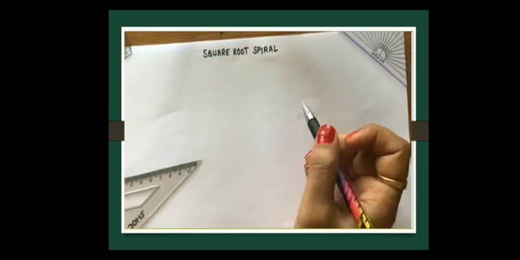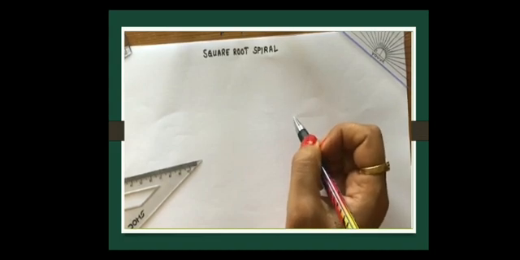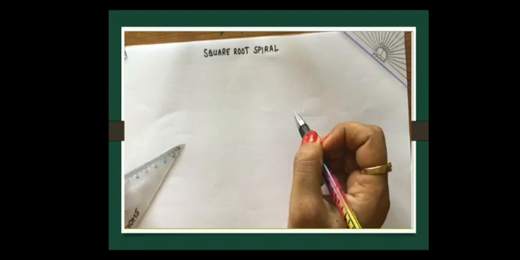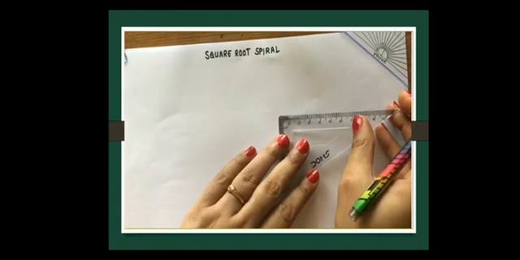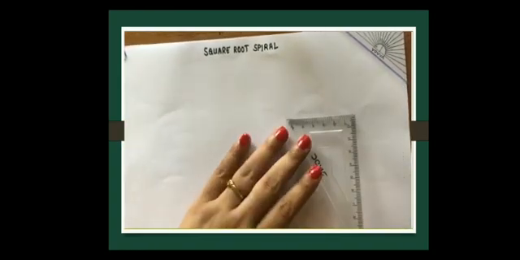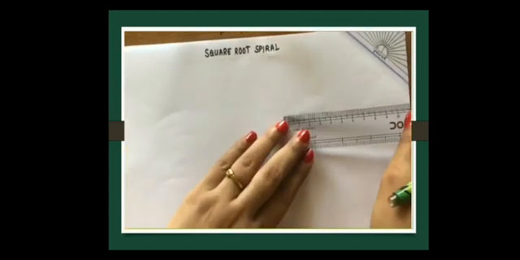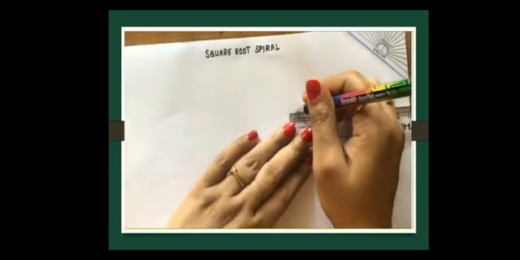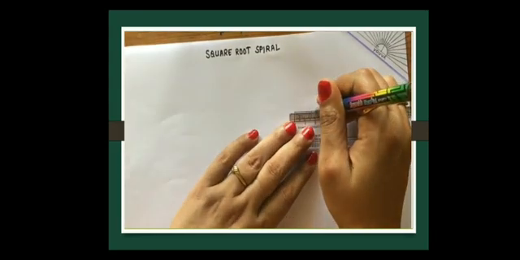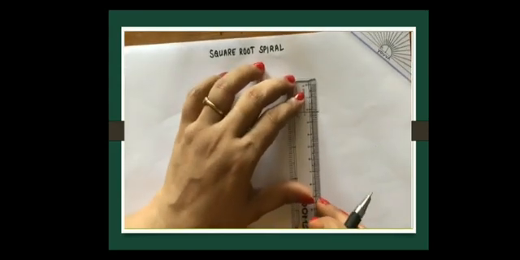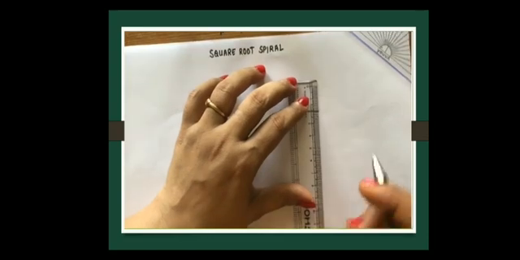First, try to understand how to construct a square root spiral. For this, all of us need to know the Pythagoras theorem. All of you know Pythagoras theorem, right? So suppose I take a line of 1 unit and I draw a perpendicular on it of 1 unit.